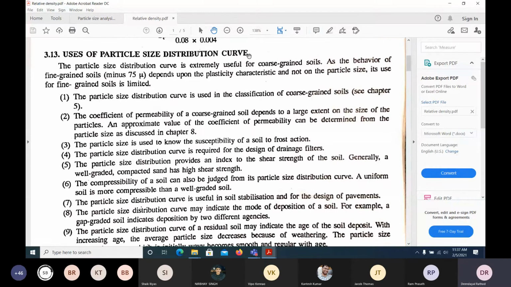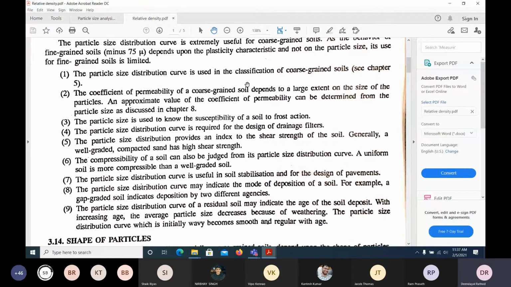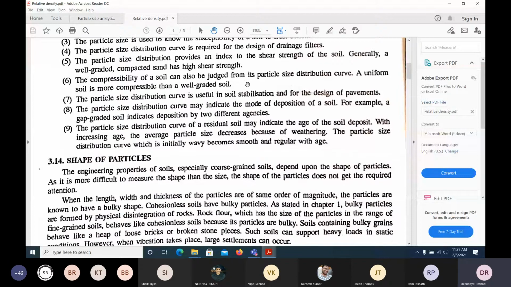So the uses of particle size distribution curves are given here. We can classify the soil, which we have already seen. And one more topic is the shape of the particle, which is also very important, because some particles may be angular, some may be rounded and so on. For our construction, for our bearing capacity, we always prefer angular particles in coarse grained soil, the sand, whatever you see.